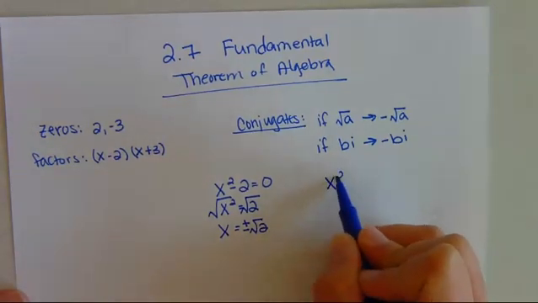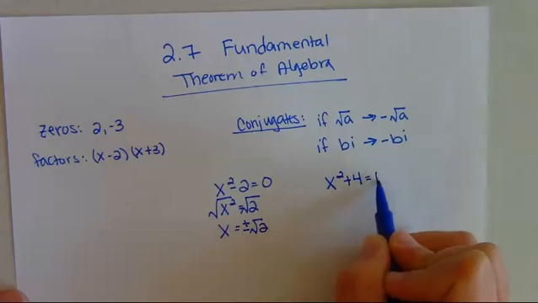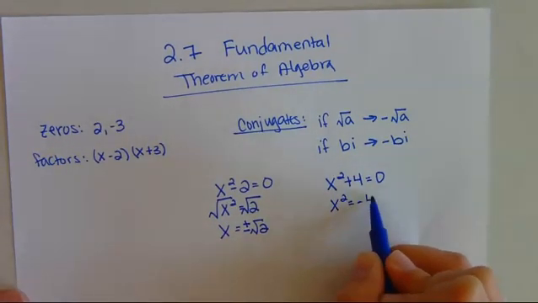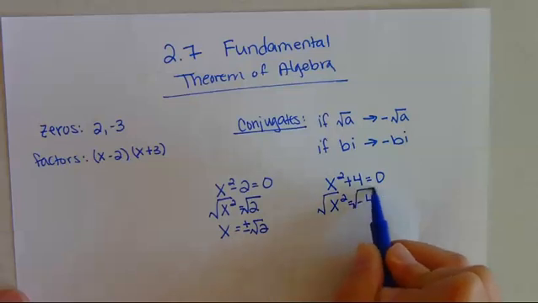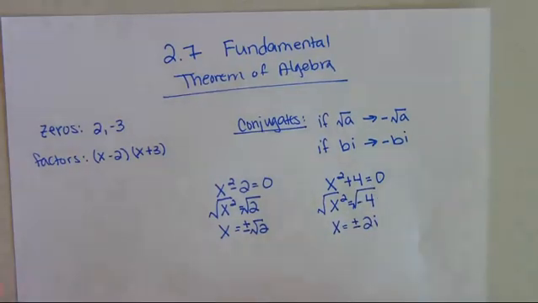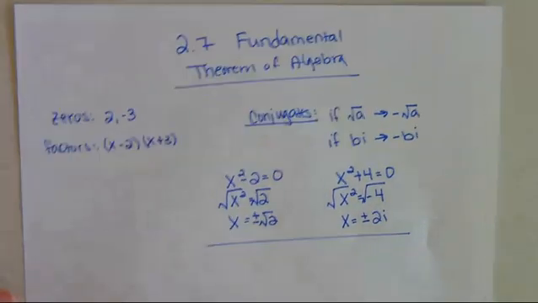Same idea if I had imaginary. So if I had x squared plus 4 equals 0, I'd have x squared equals -4. When I take the square root of each side, now I'm going to have plus or minus 2i. So we never end up with just one imaginary or just one radical. You always have the plus and the minus, and that's coming from just this solving here.